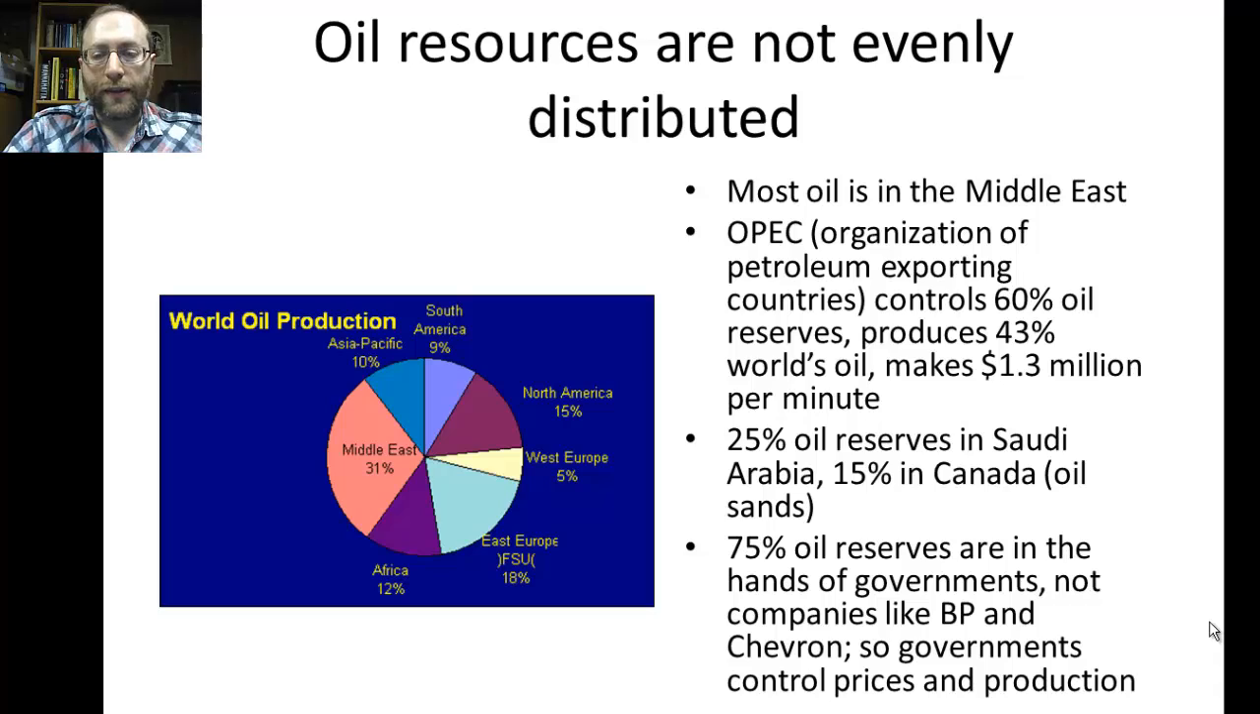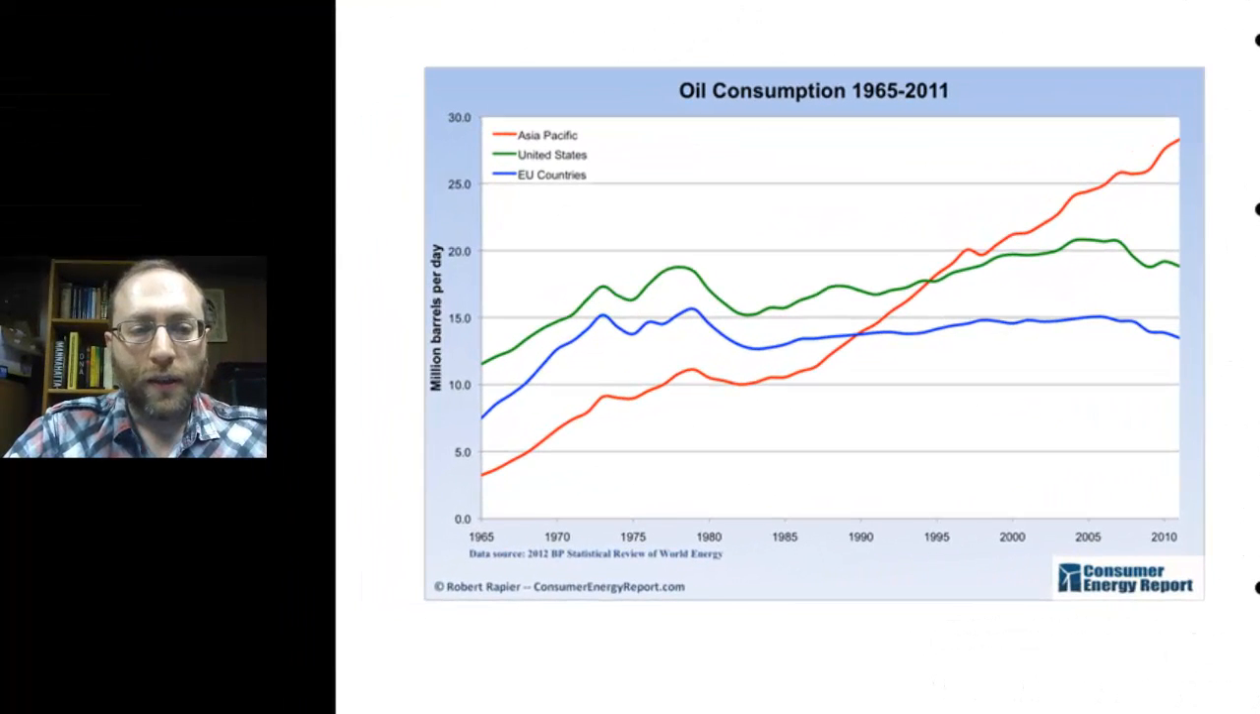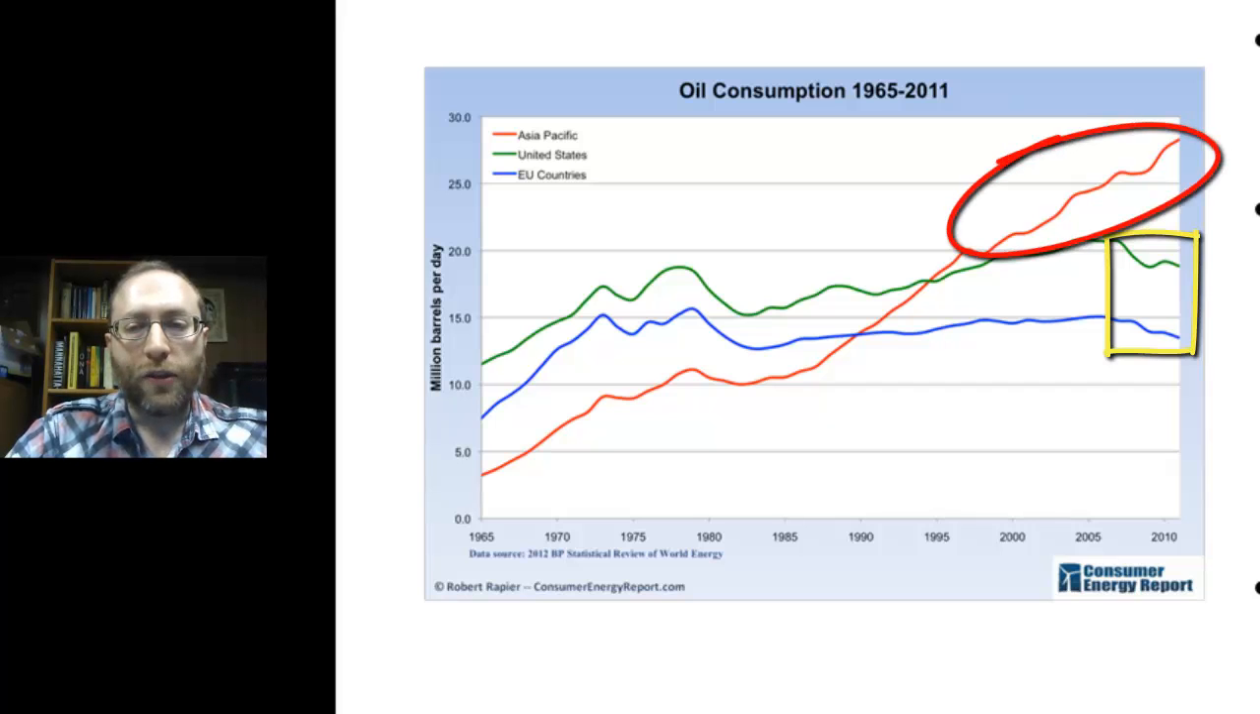Now, one crucial thing is that 75% of the oil reserves are in the hands of governments. They're not in companies like BP, which used to be called British Petroleum, and Chevron. So governments control prices and production, and that was crucial, particularly in the 70s during the oil embargo. This I hinted at a little bit earlier in the podcast. Oil discoveries are decreasing, and oil consumption is increasing. And actually, if you look at the graph here, while overall oil consumption is increasing, in the US and Europe it's decreasing. It's in Asia and the Pacific where oil consumption is increasing rapidly.